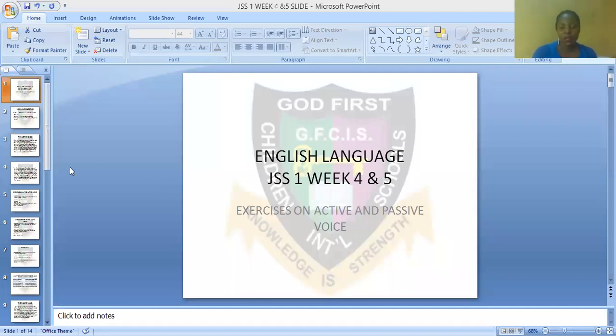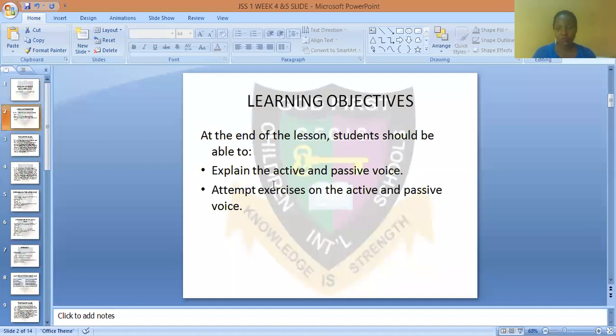So moving on, there are important things you are expected to know at the end of this lesson. One, you should be able to explain the active and the passive voice. Also, you should be able to attempt exercises on the active and passive voice.